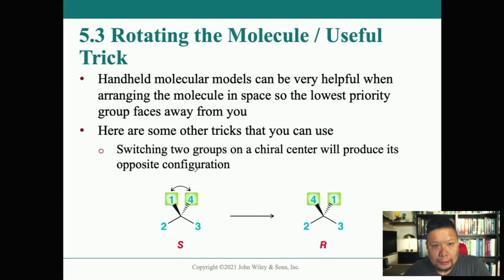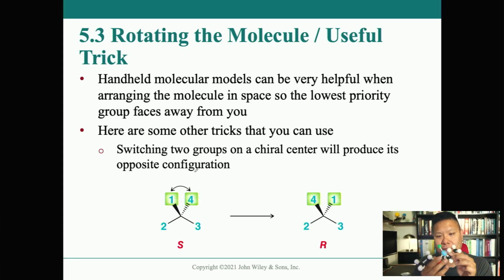So I kind of alluded to this in a previous slide, but if you have a handheld molecular model, it can be very useful in arranging the molecules in space so that the lowest priority group faces away from you. So here's a trick. If you switch two groups on the chiral center, it will produce the opposite configuration, which I told you before. When we were looking at this guy right here, we had it in S configuration. If I pop this off and pop this off like this, we've just changed it to its R configuration.